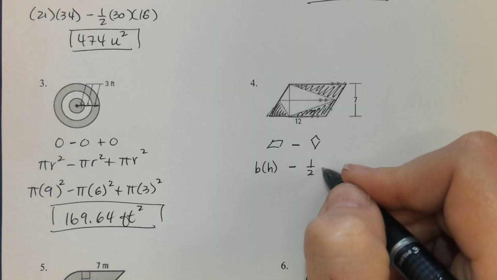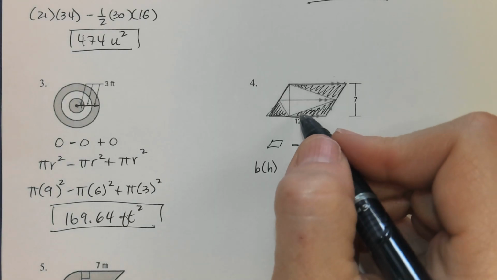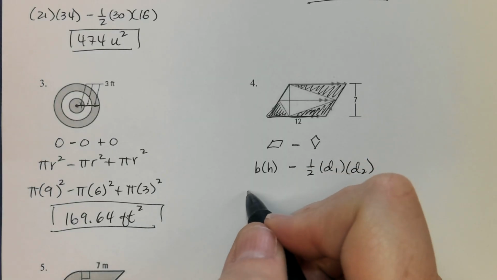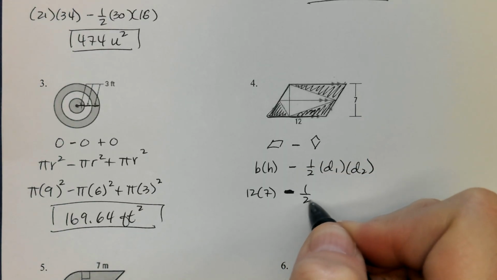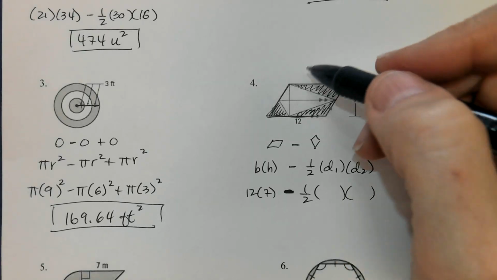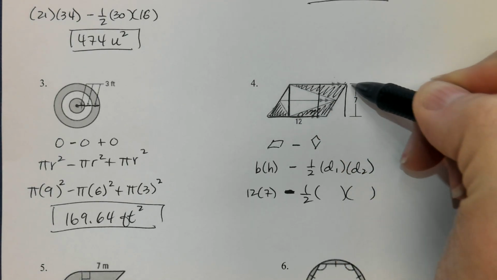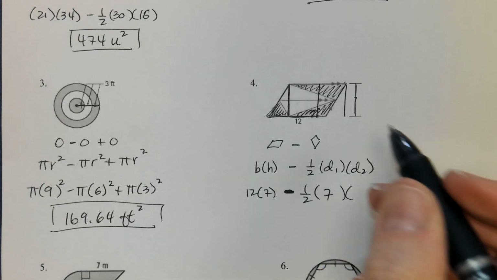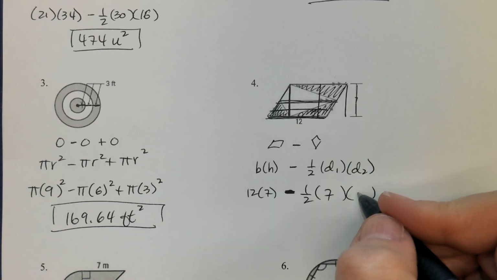A kite is 1/2, and then it's diagonal times diagonal. So base and height of our parallelogram, that's a 12 and a 7. That's pretty straightforward. Oops, minus, not equals. 1/2, and then I need both of my diagonals. This is the first diagonal, which happens to be the same as 7. This is the second diagonal, which happens to be the same as 12.